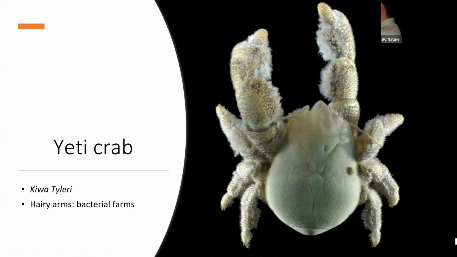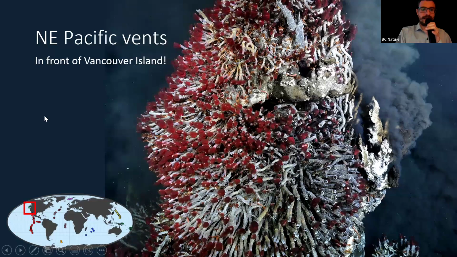So in this case, it's not a symbiosis like the giant tubworm, where the bacteria were inside. In this case, the symbiosis is outside. But in any case, it's a similar process by which this animal farms all these bacteria on the arms and then eats them. And finally, I'm going to finish here the quick round all around the world. Those are the hydrothermal vents that we have just in front of the island of Vancouver.